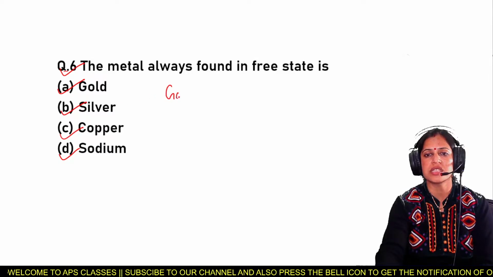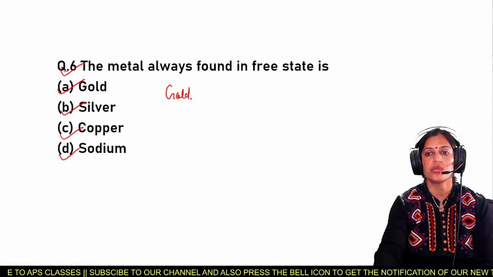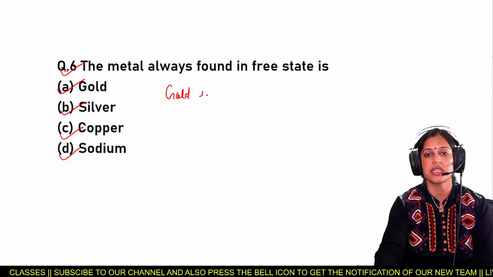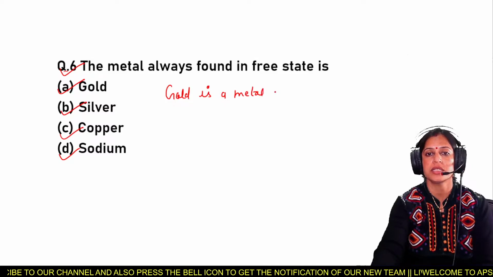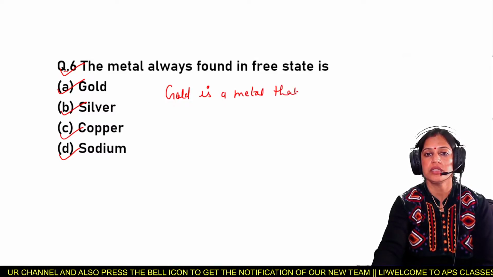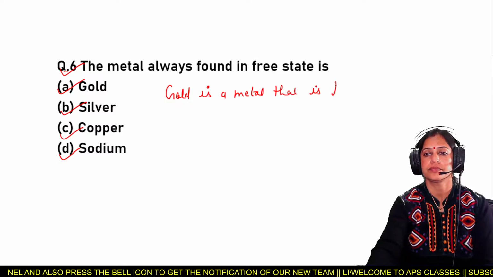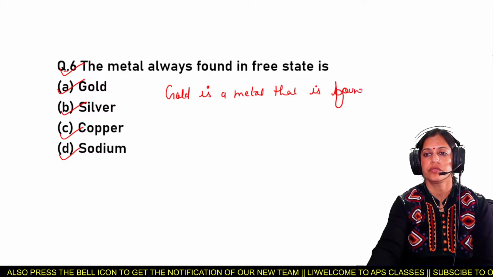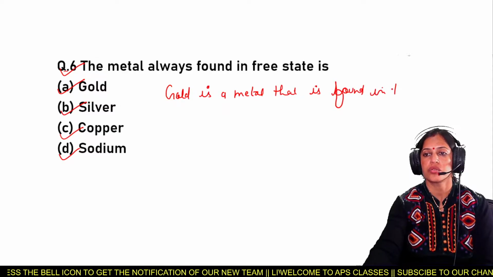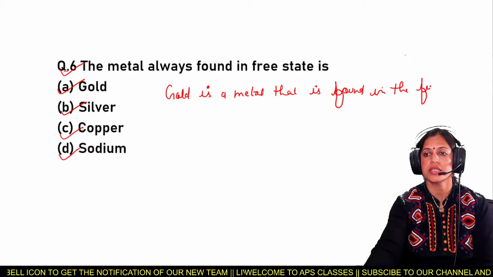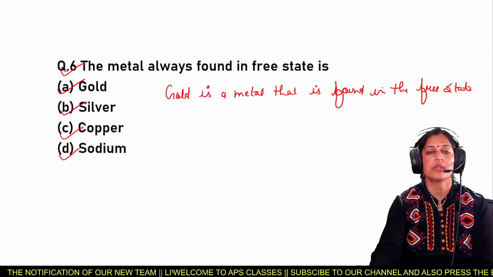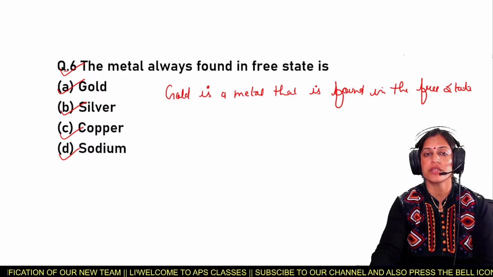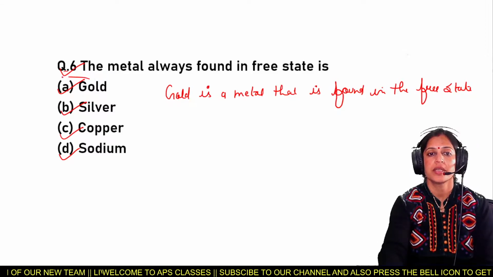So gold is the least reactive. So gold is a metal that is always found in the free state. So here this is the right answer, that is gold, and it is less reactive. On the basis of that reason, it is always found in the free state.